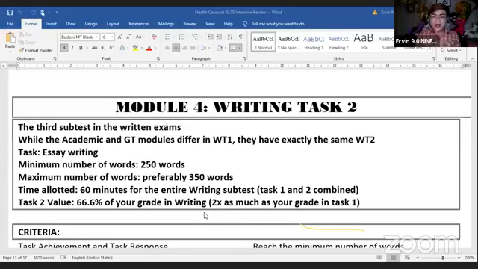Now, what about the values? Task 1 is worth 33.3% of your grade, whereas task 2 is 66.6%. Now, the question is, between the two, which task are you supposed to prioritize in the actual exam? Is it task 1 or task 2? Kindly type on the chat box. Which one should you prioritize? Is it task 1 or task 2?